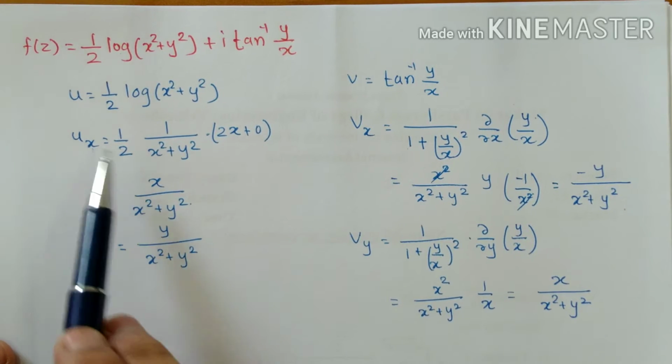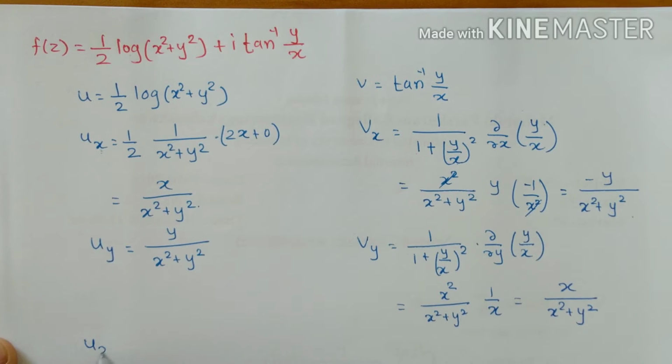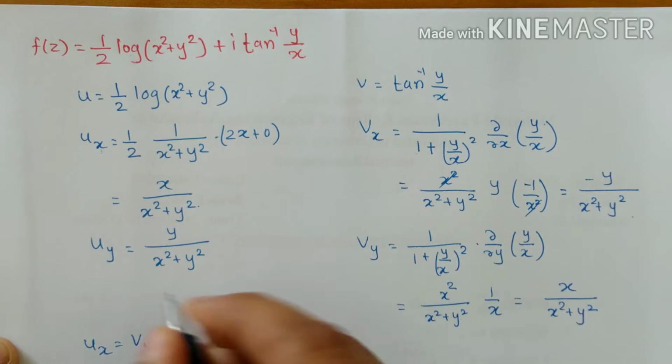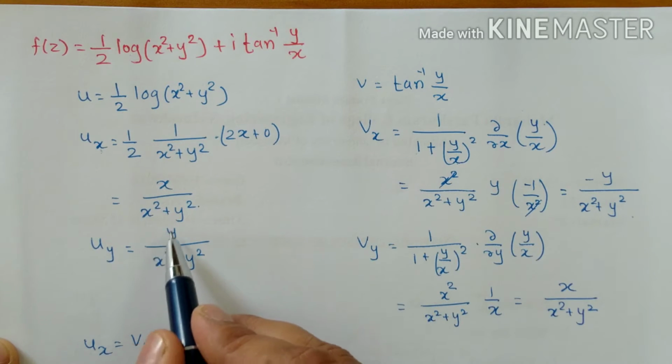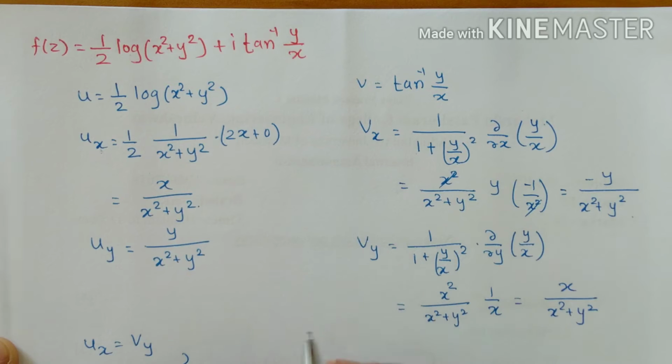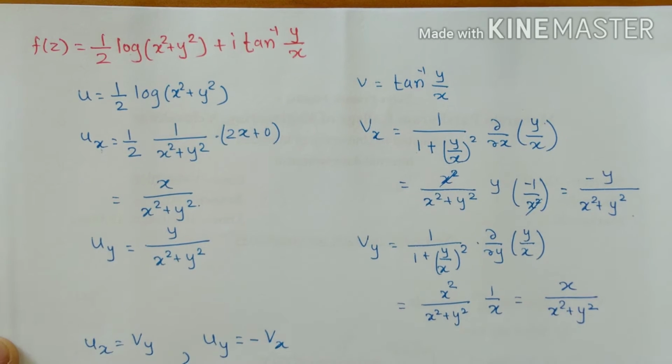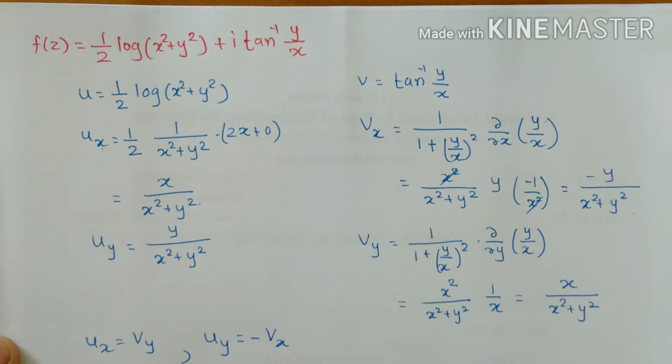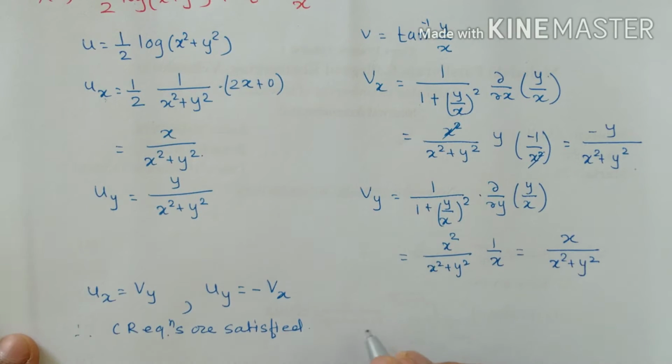Now looking at ux and vy, what am I getting? ux is equal to vy. Looking at uy and vx, if I add a minus sign with it, we get vx. So uy is nothing but minus vx. Therefore, the CR equations are satisfied and all partial derivatives exist and are continuous. Hence, f of z is analytic.